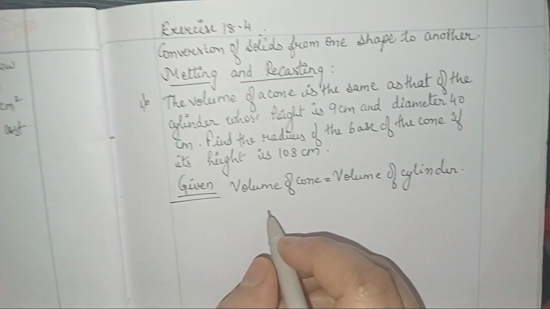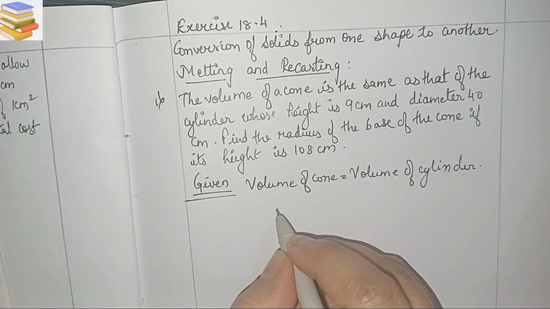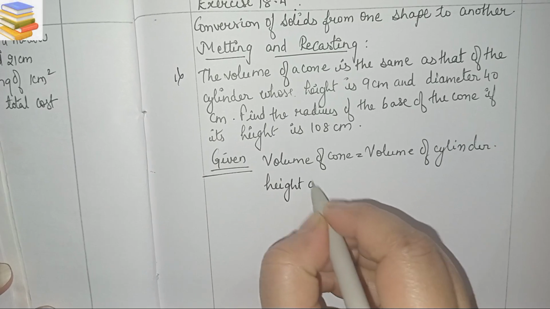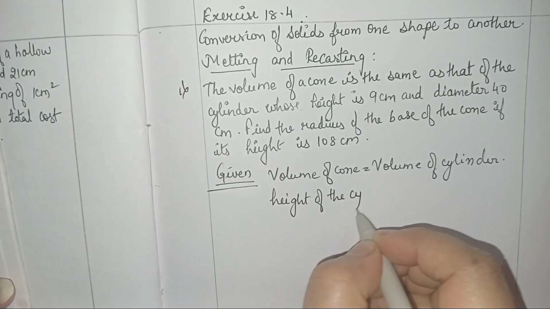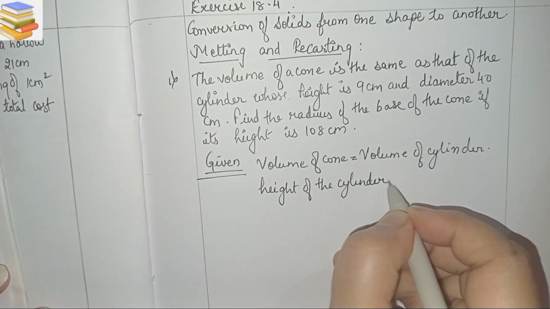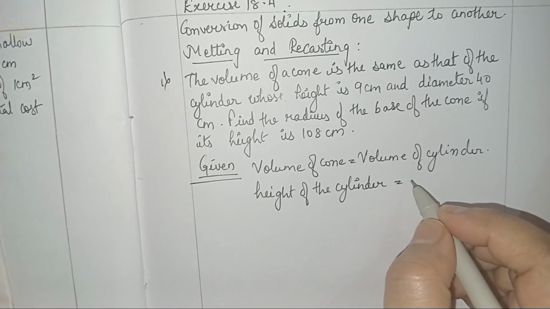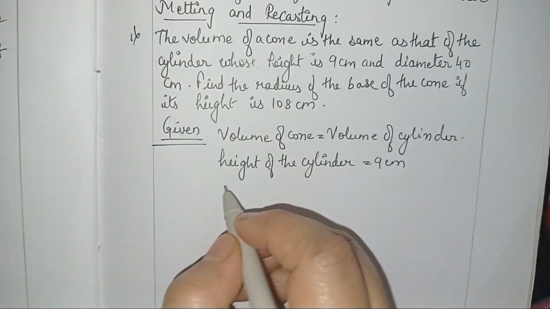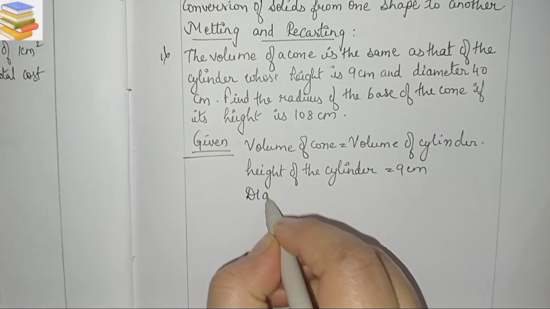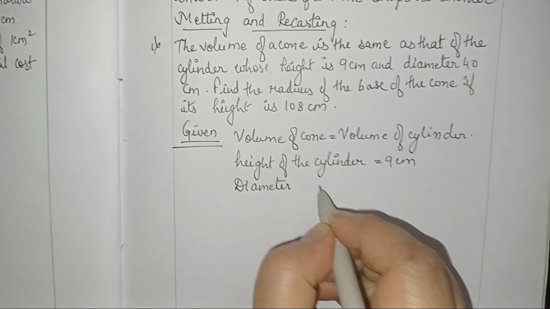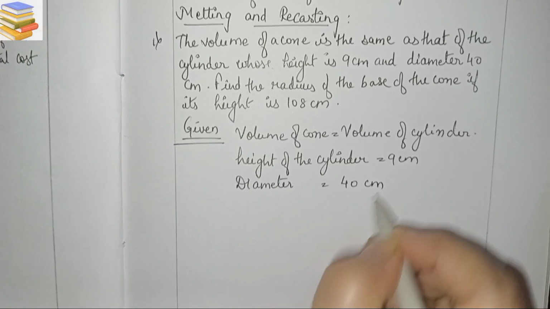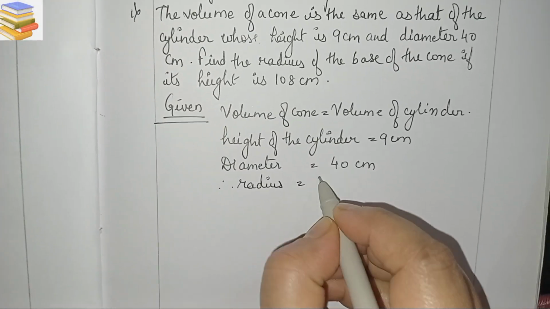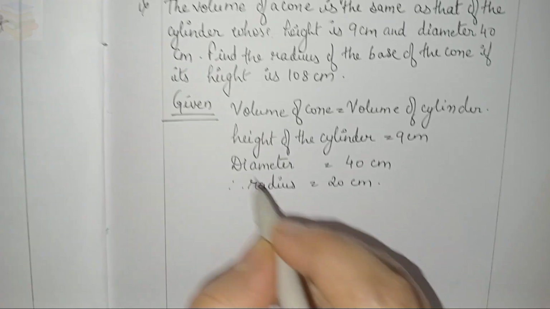Then they have given you height of the cylinder, is equal to 9 centimeters. Height of the cylinder is given as 9 centimeters. Diameter is equal to 40 centimeters. Therefore, the radius of the cylinder will be 20 centimeters.